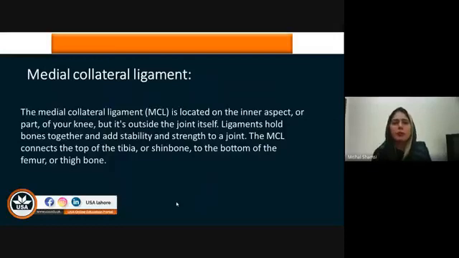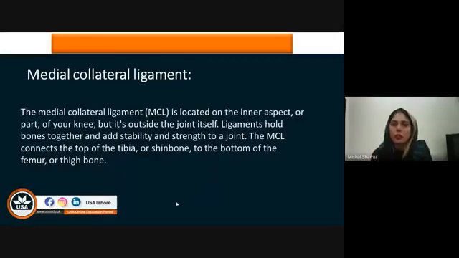The next ligament we'll move forward to is the medial collateral ligament. What is basically the medial collateral ligament? The medial collateral ligament is located on the inner aspect. It's not inside the knee joint, but it's said to be on the inner aspect because the other structures and ligaments are present on this ligament.